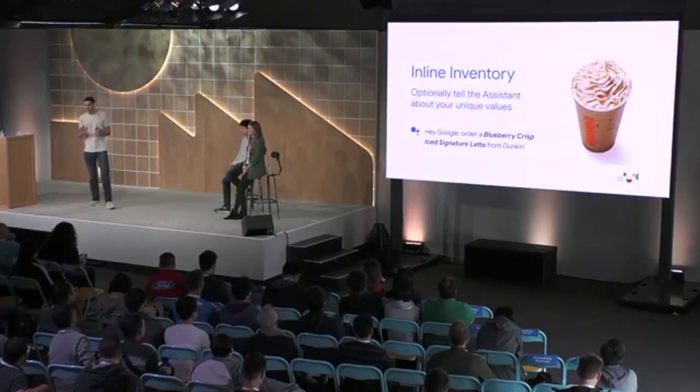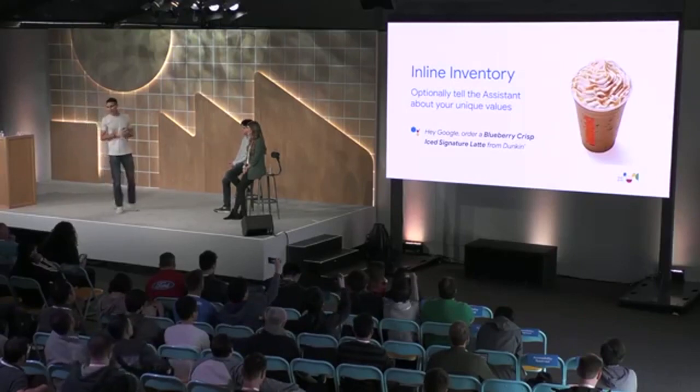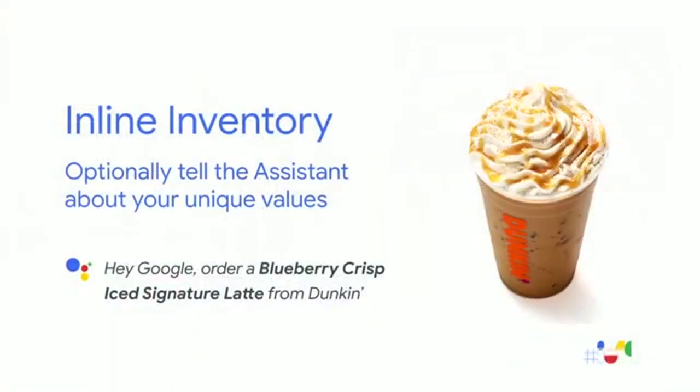Okay, one additional feature I want to talk about in step 2, inline inventory. This is where you can optionally tell the system about unique values in your app. Inline inventory is a lightweight way for you to customize the parameter values that your app expects to receive from the assistant. Now, this makes sense where you have a kind of finite list of possible values.